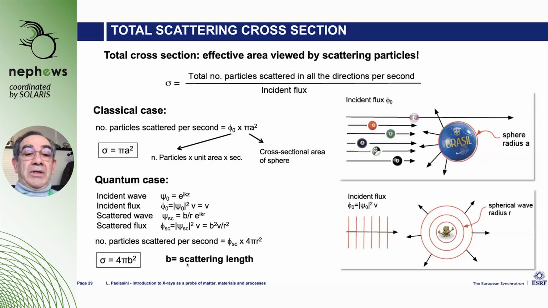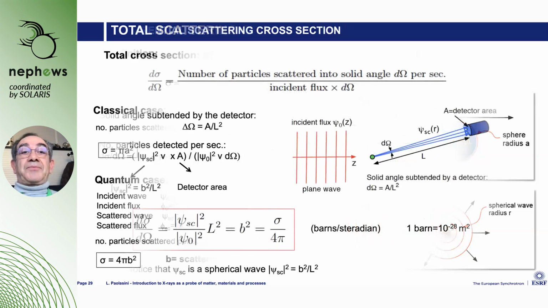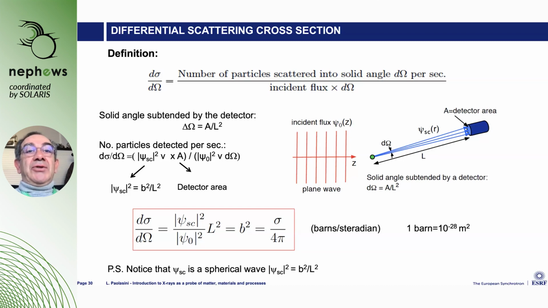B is called the scattering length, which is an important parameter because it depends on which kind of interaction the X-ray has with the quantum object. The differential scattering cross-section is used when we want to measure the number of particles which collide, which are detected in some position in space.